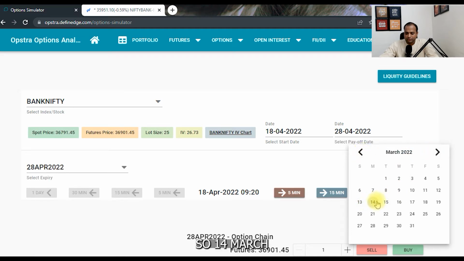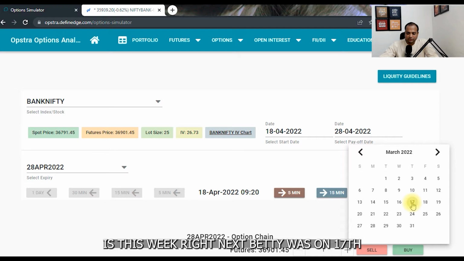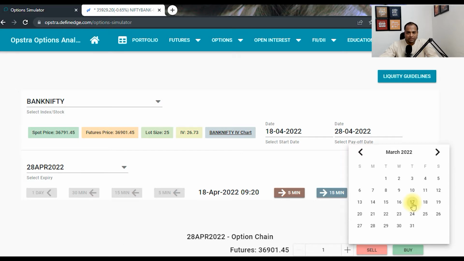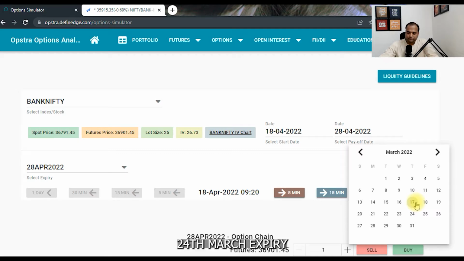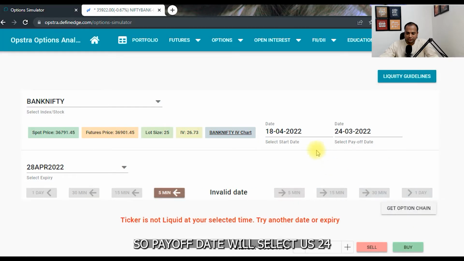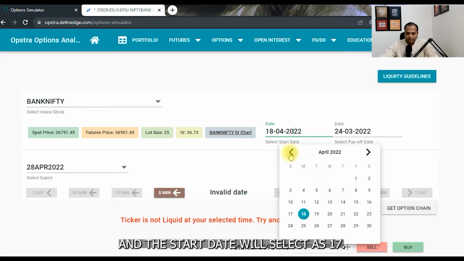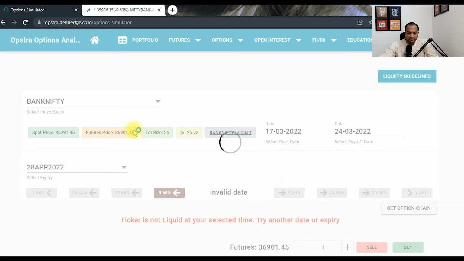So 14 March is this week, right? The expiry was on 17th. So on 17th we will execute the trade. We will open the trade for 24th March expiry, right? So on 17th we will take the trade for 24th March expiry. So payoff date will select as 24th and start date will select as 17, right?